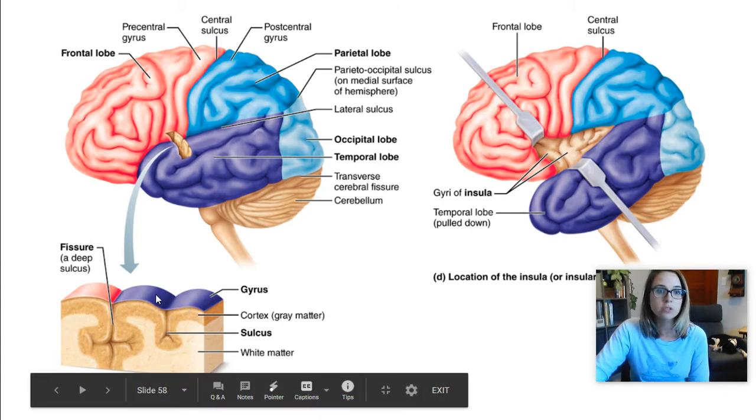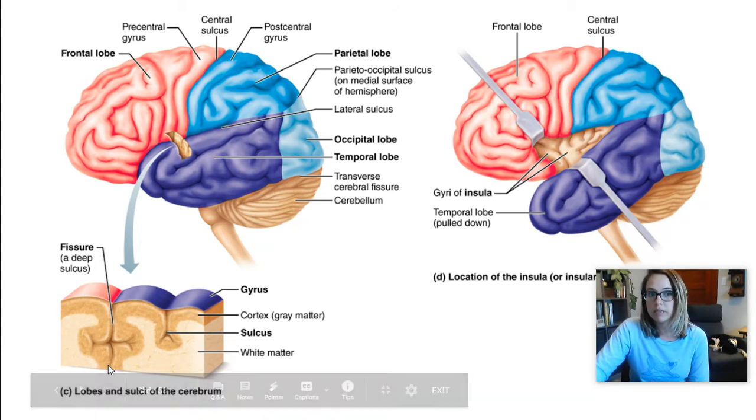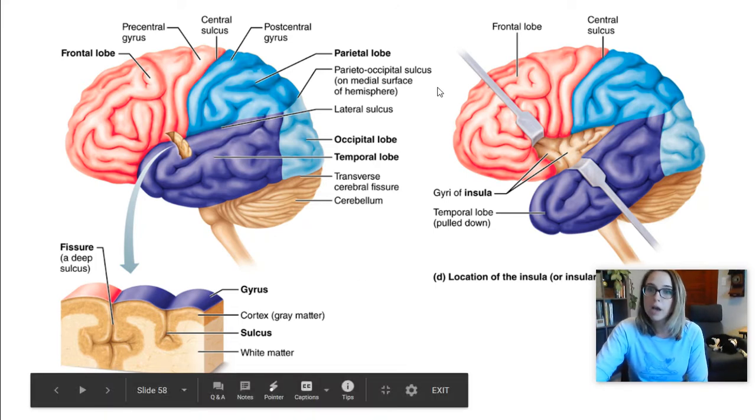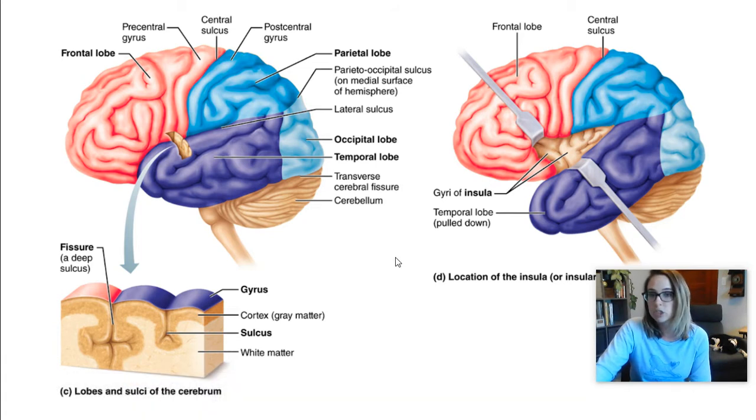Now, if you come to a really deep sulcus that goes down really far, we call that a fissure. And so we'll be identifying some major fissures on our cerebrum today. It's basically just a deep sulcus, a deep section where it dips far down.